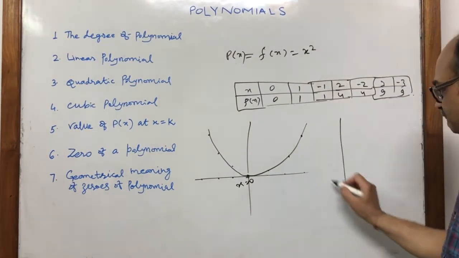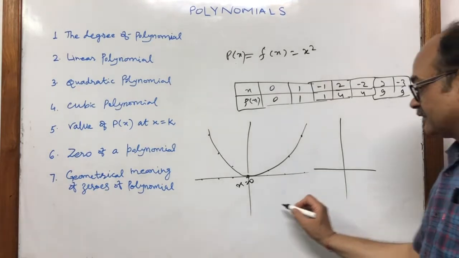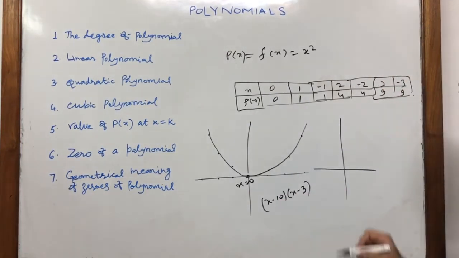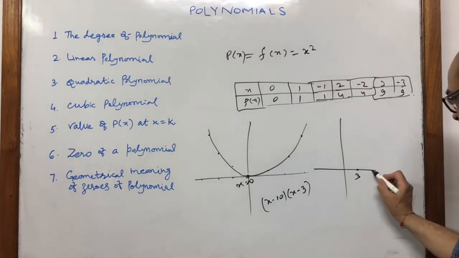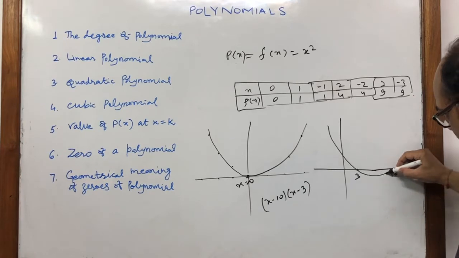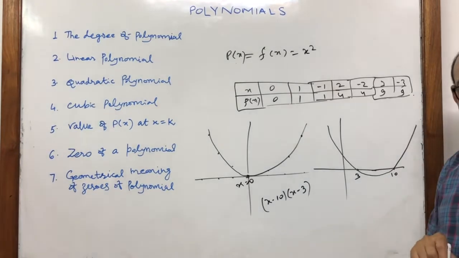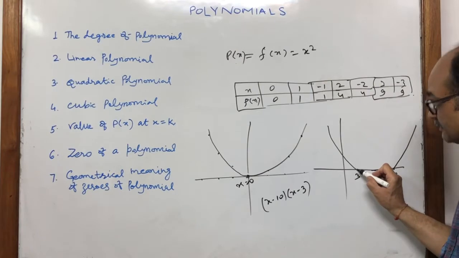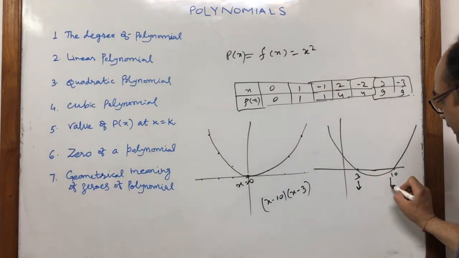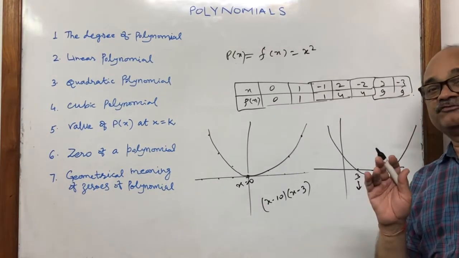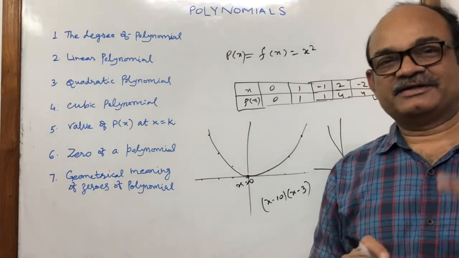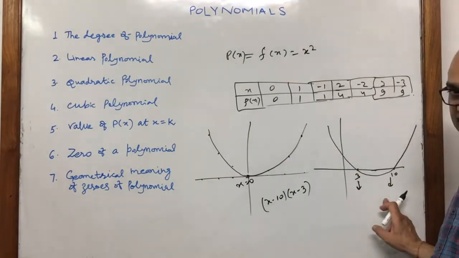By the way, our previous question, the answer is x minus 10 and x minus 3. So 3 and 10. This is 3. This is 10. The curve is like this. This quadratic polynomial, the previous polynomial, cuts the x-axis at 3 and at 10. It means we have two zeros of the polynomial because the curve cuts at 2 points, 3 and 10.